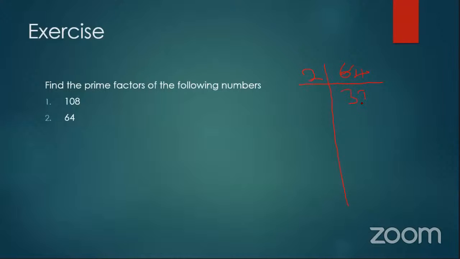That gives us 32. 32 divided by 2 is 16. 16 divided by 2 is 8. 8 divided by 2 is 4. 4 divided by 2 is 2. And finally 1. So 64 is the same as 2 appearing how many times?